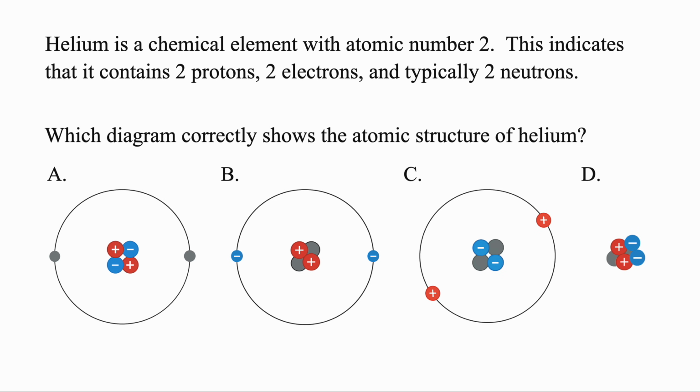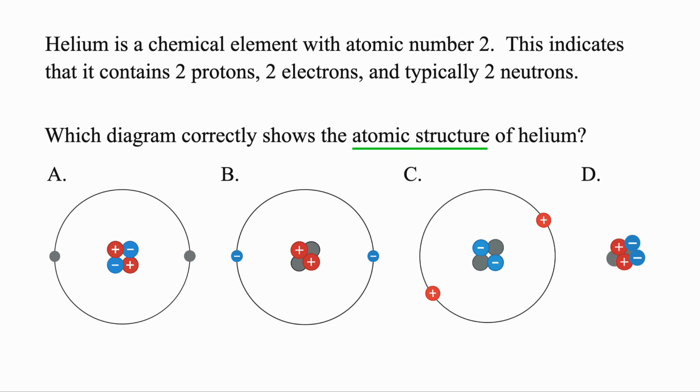On the GED Science test, you may have to determine the atomic structure, or what an atom looks like, for a certain element. So let's see. Helium is a chemical element with atomic number 2. This indicates that it contains 2 protons, 2 electrons, and typically 2 neutrons. Which diagram correctly shows the atomic structure of helium?